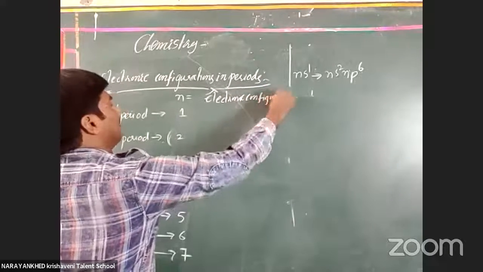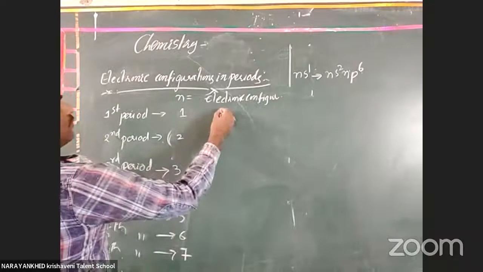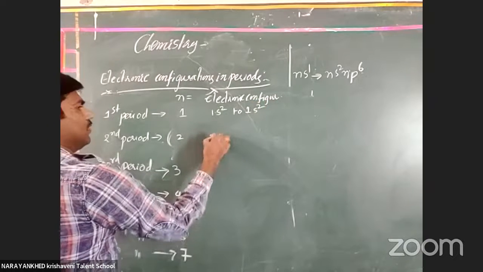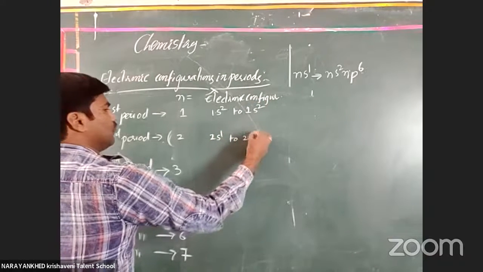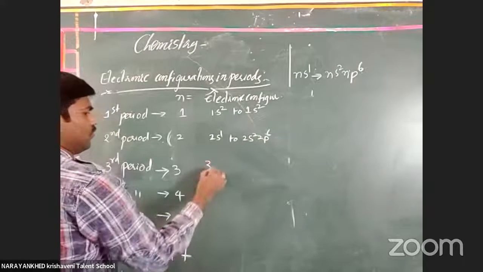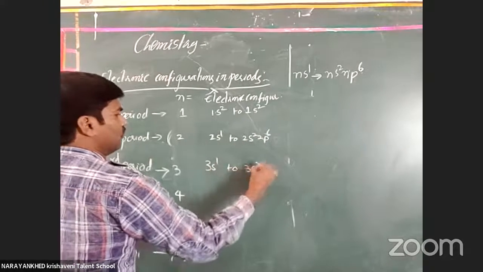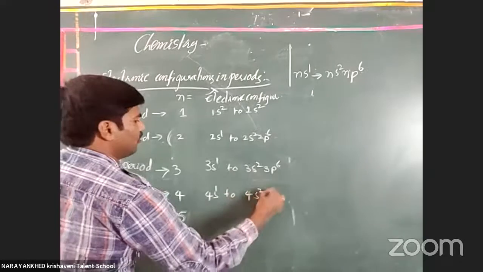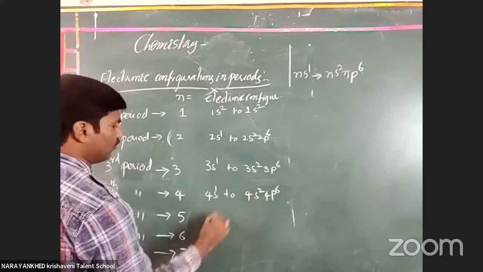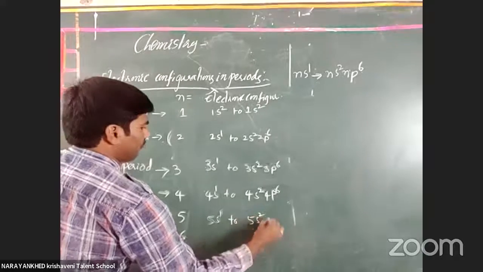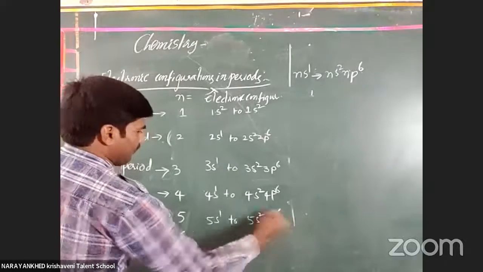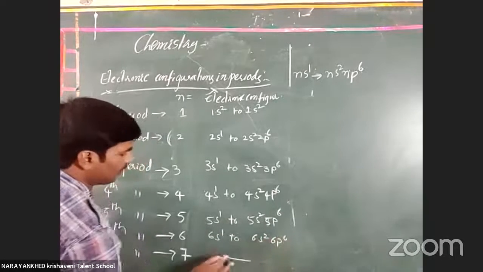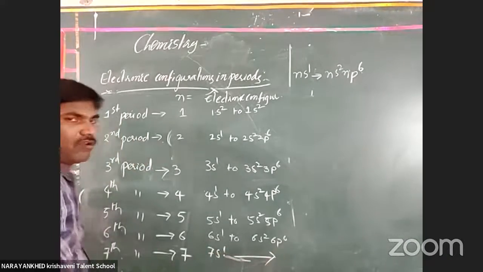And there is the electronic configuration. For the first period it is 1s1, 1s2 only. Here 2s1, 2s2, 2p6. 3s1, 3s2, 3p6, and 4s1, 4s2, 4p6, 5s1, 5s2, 5p6, 6s1, 6s2, 6p6. Till now we have started 7s1, but the ending element we have not found till now.